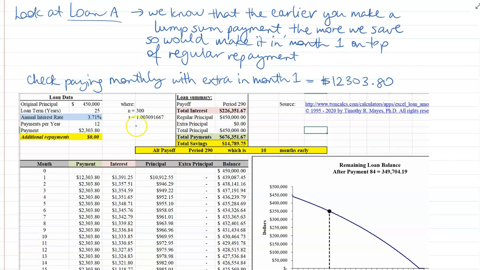So you'd want to make that $10,000 payment in that first month on top of your regular repayment. Once you put all the details into your loan spreadsheet, it should generate the payment of $2,303.80. And we want to put in the $10,000 here, so you'll just add that to the normal repayment. And you can see here that he'll make a total savings of $14,789.75, and he'll pay the loan off 10 months earlier.